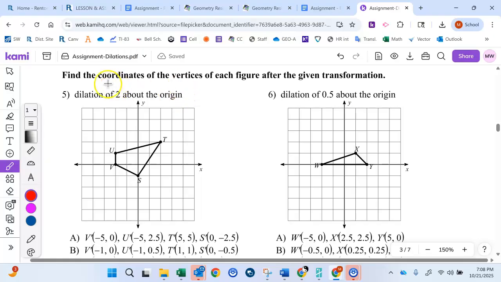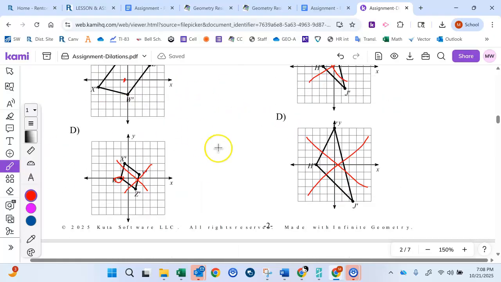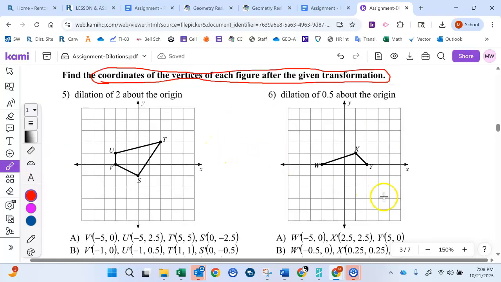Now we're going to find the coordinates of the vertices of each figure after the given transformation. Okay, so this is very similar to what we did up here, but now we're going to actually find it. So one thing you can do is do 1 point at a time. So we're going to do dilation of 2 about the origin. So I'm going to take one letter at a time. Let's start with T. This is going to be 2, 2.